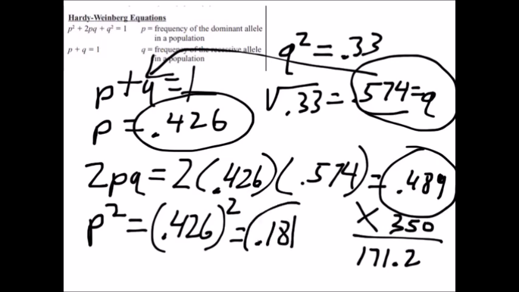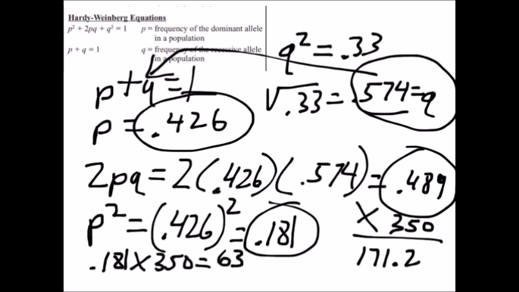Now again, that's not where you stop. That's the frequency of homozygous dominant individuals. We need to multiply that frequency, 0.181, times our total population size of 350. And once we do the math on there, 0.181 times 350, that tells us we're expecting about 63.4 of these frogs to be homozygous, dominant, and brown.